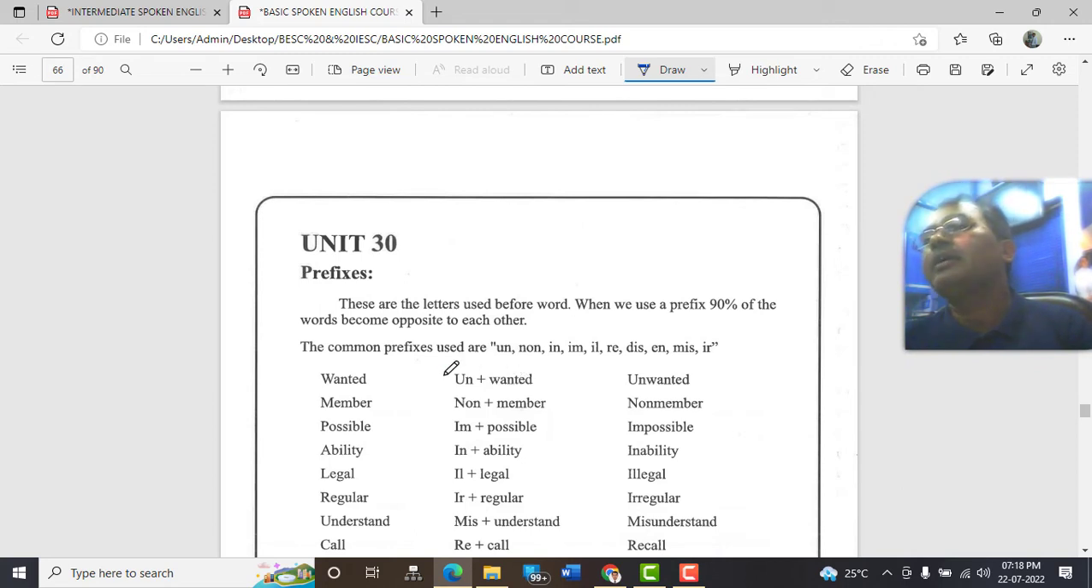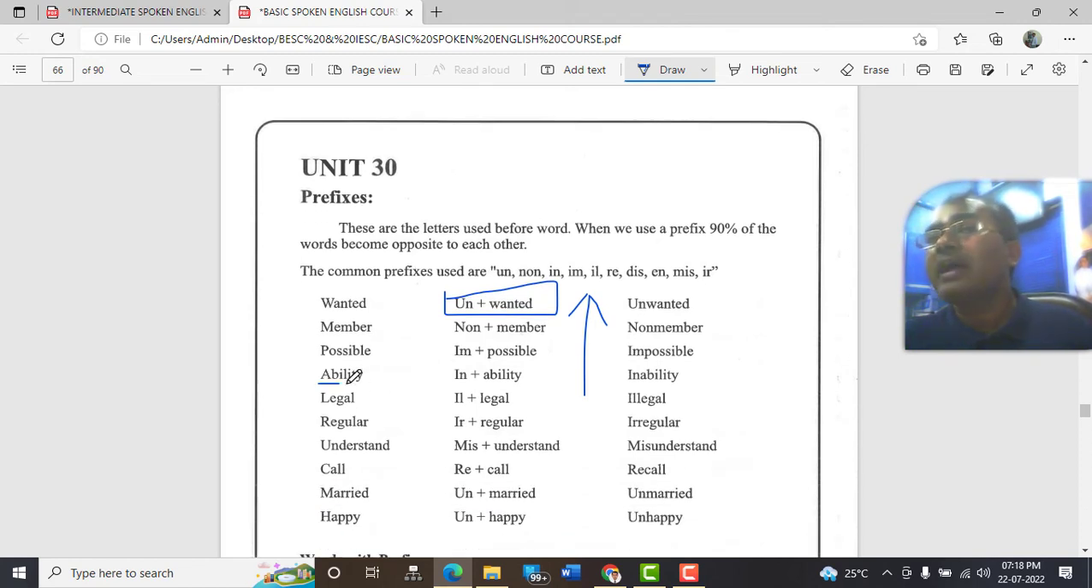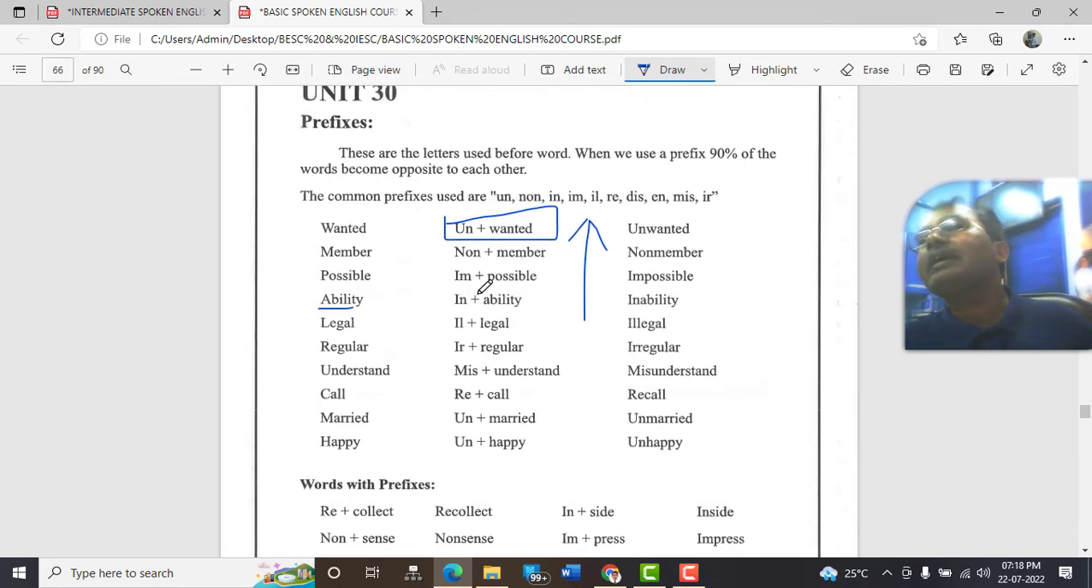Prefixes. How to add prefixes. A letter, a two-letter or a three-letter word before a word, and then it conveys a different or sometimes opposite meaning. Wanted, unwanted. You tell me whether I am wanted or unwanted in this class. I will say you are wanted. Am I a member? I am a non-member. Is it possible or is it impossible? Do you have the ability, or is your inability speaking? My ability is speaking, so only I want to be a captain, Dhoni told. So there are different kinds of prefixes: un, non, in, im, il, re, dis, en, mis, ir.